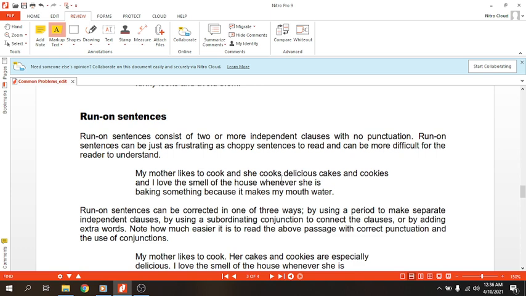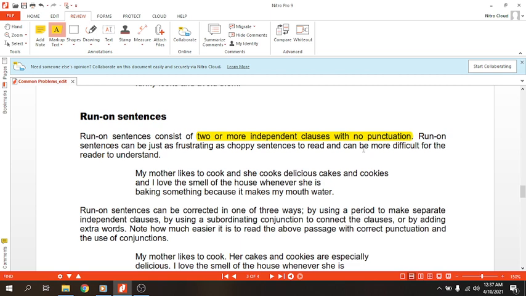Ada yang disebut dengan run-on sentences. Ini bukan judul drama ya. Run-on sentences. Nah ini, dia adalah two or more independent clauses with no punctuation. Ya kan kemarin sudah belajar ya. Yang namanya two or more independent clauses means it's a compound sentence. In a compound sentence, there are three ways you can do.